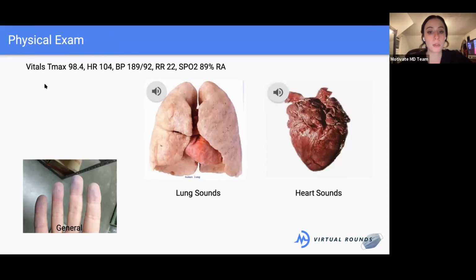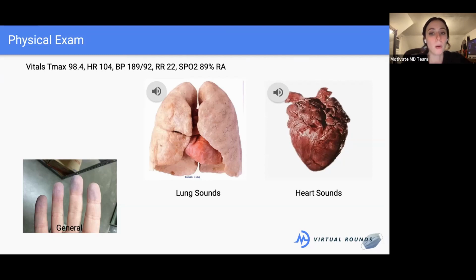So first thing we always want to do, and usually the nurses will do this before you even come in the room multiple times, are vitals, right? So his Tmax, which is the max temperature that he's had since he's been in the ED so far when we saw him, is 98.4, which is afebrile, right? So he has no temperature. Heart rate was 104, BP was 189/92. Respiratory rate was 22, SpO2, which is the saturation of oxygen, is 89% on RA. What RA means is room air, right? So you can either have a nasal cannula or high flow oxygen or room air. So he's breathing at 89% on room air.